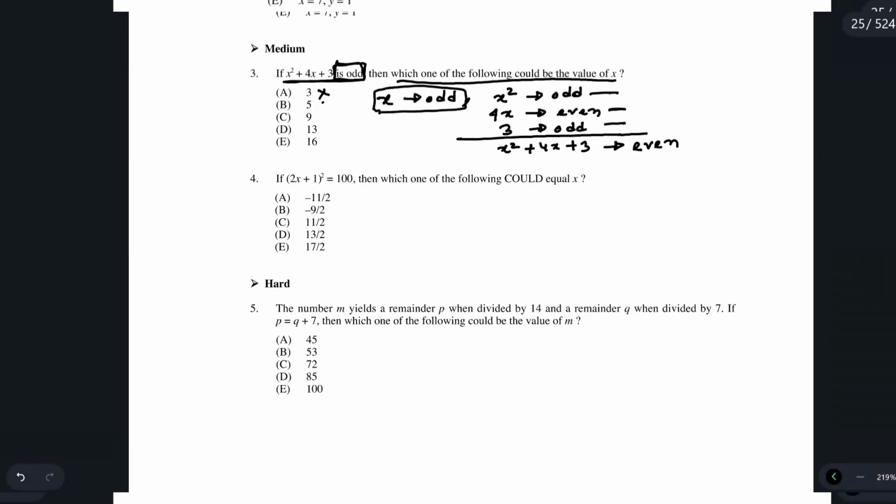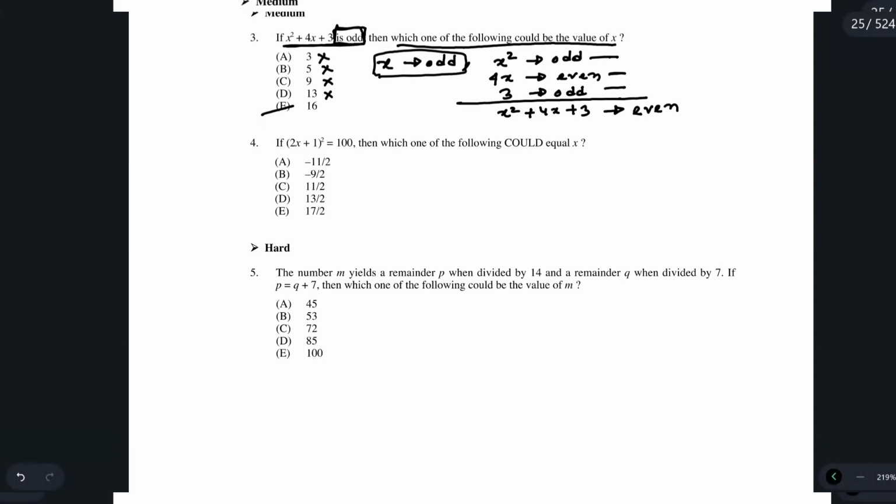Here we have all the values. 4 of them are odd numbers and only 1 is even. So the answer for question 3 should be E, or 16. Now let's move to the fourth question.